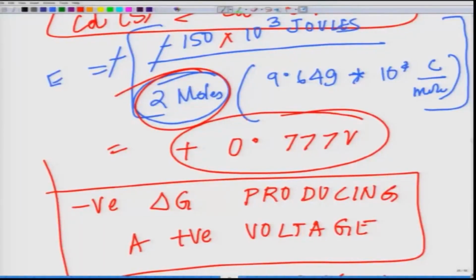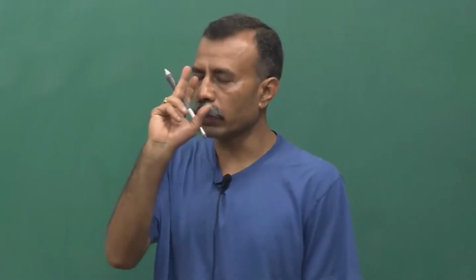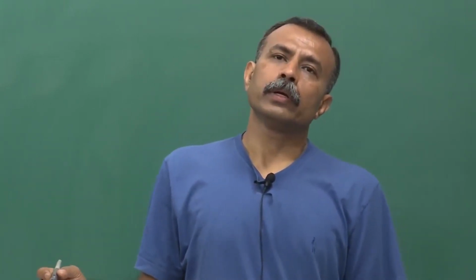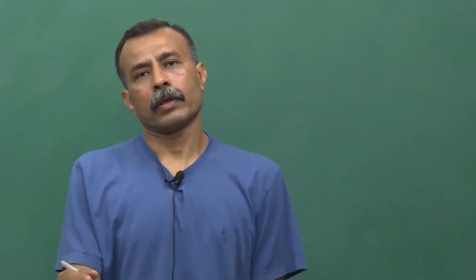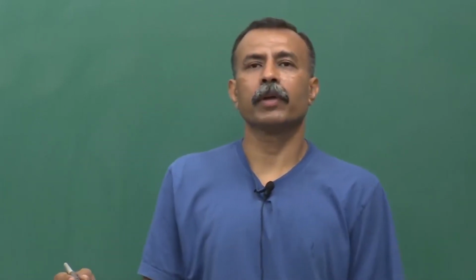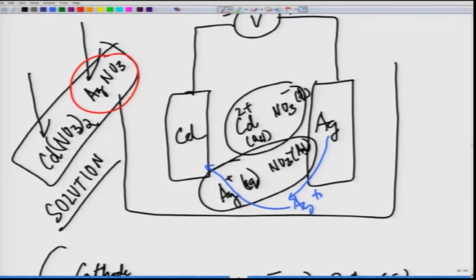Then we talked about a third case scenario, where we had a silver electrode and a cadmium electrode, no more silver chloride. Remember, a silver electrode and a cadmium electrode, and we dissolve them in two different electrolytes, AgNO3 and cadmium nitrate.